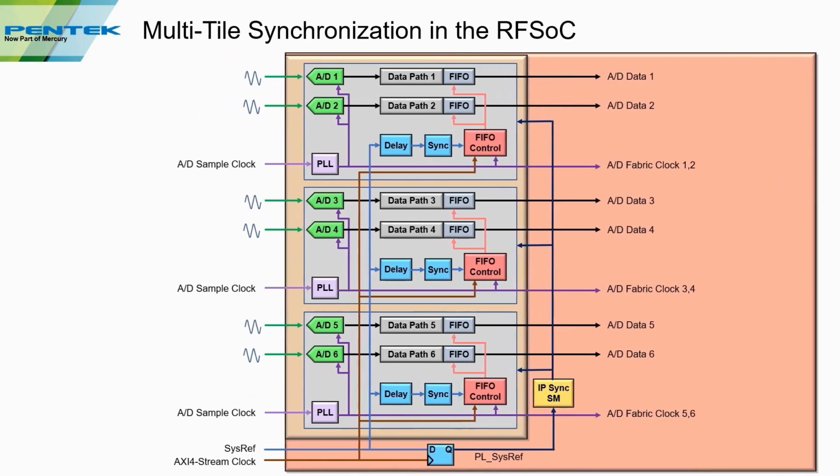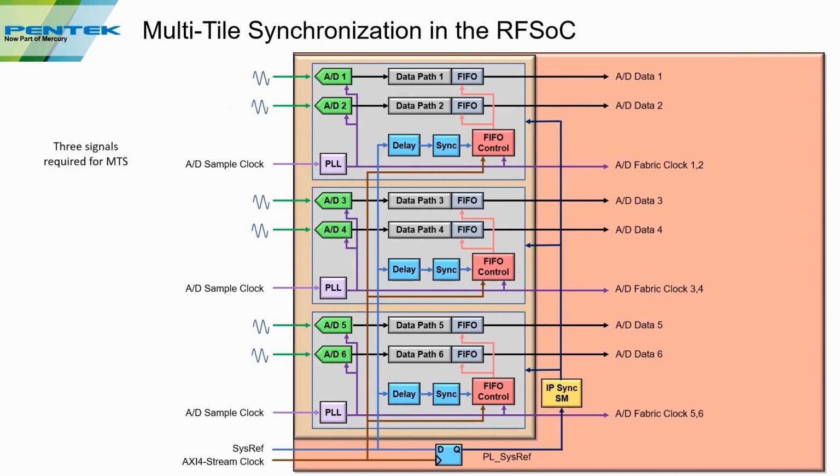So just to review what we have here, there are 3 signals that are required for multi-tile synchronization. You need sample clock, you need sysref, and you need axis stream clock. And all 3 of these signals are coming from outside the FPGA. That's why they're coming into the left side, into the fabric, or in this case, right into the PLLs.